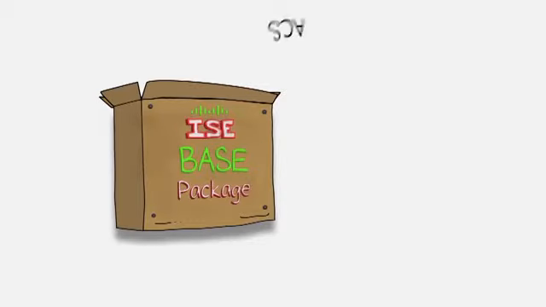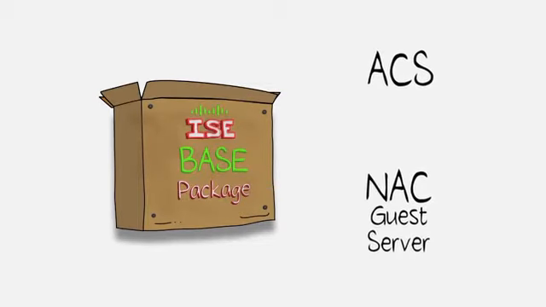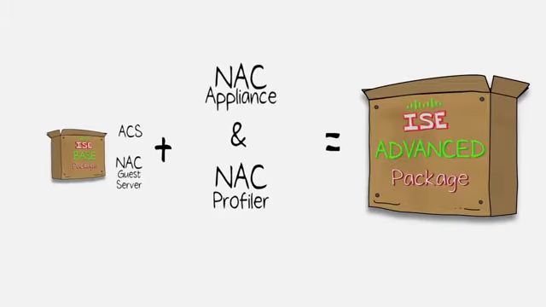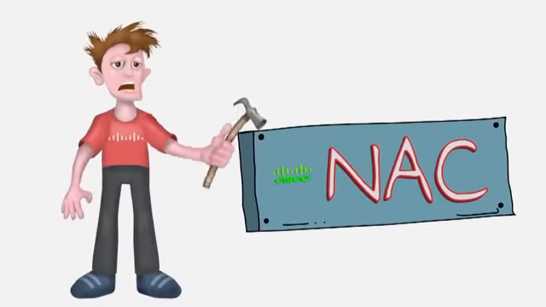Now, there are really just 2 packages to understand here. The base package is all about authentication, ID, and guest services like what you find in Cisco ACS and NAC Guest Server. The advanced package adds profiling and posture services to the mix, a deeper, more intelligent analysis of anything requesting access. NAC Appliance and Profiler, they'd be your reference points here. Now, anticipating your next logical question, no, this does not mean end of life for NAC or ACS.